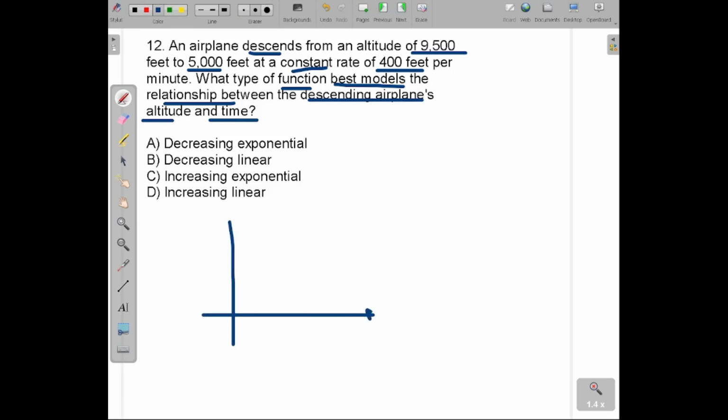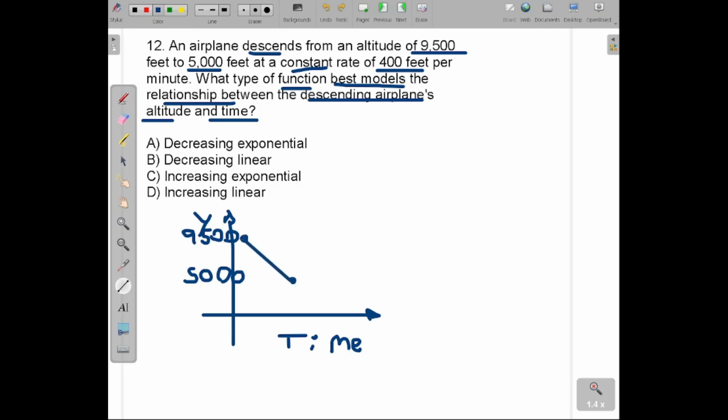For example, the x-axis can be time and the y-axis could be the altitude. So this airplane initially has an altitude of 9,500 feet. Let's say that it is this point, and then descends to 5,000 feet. Doesn't matter the time right now because we want to find what function best models this relationship.